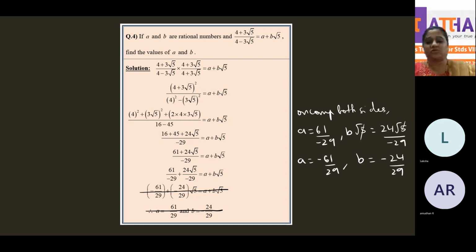Don't write the last two steps. You can complete. I've written on the side, no? I've written out the last two steps. You can write like this. So when you compare both the sides, root 5 and root 5 will get cancelled. So B is equal to -24 by 29.